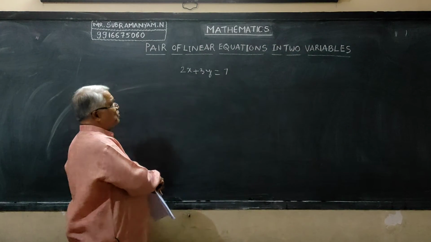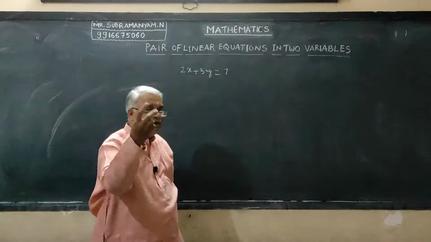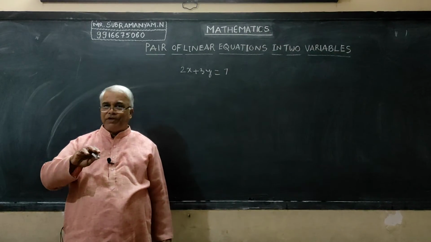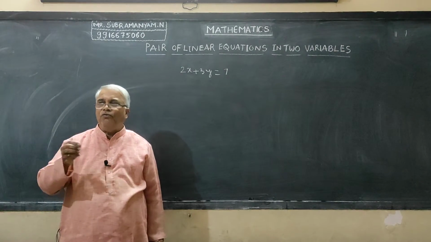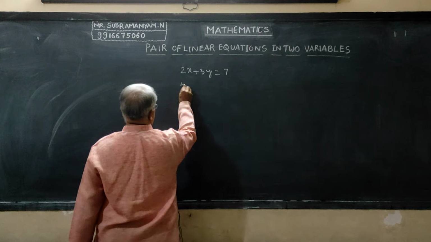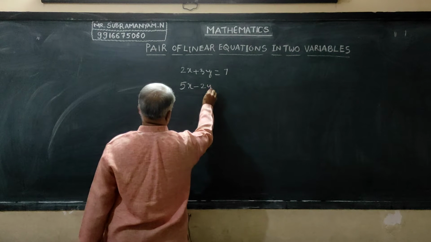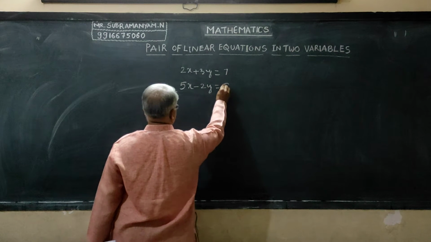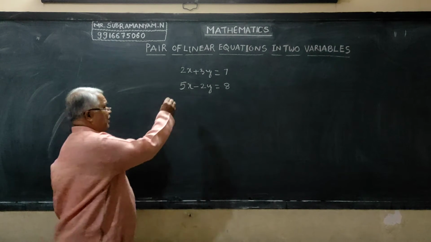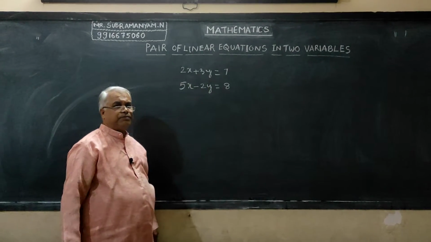Next, let us go to another part of this: pair. Pair means two. We have only one equation, and we are going to add one more equation to this. Then it is called a pair of linear equations. The second equation is 5x minus 2y equal to 8.